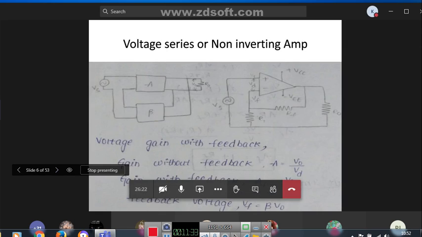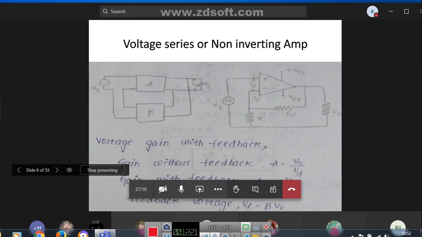So if you see the voltage series feedback amplifier, it is also called a non-inverting amplifier. So we have different types: inverting amplifier and non-inverting amplifier, right? So it is a voltage series or non-inverting amplifier. Here the output voltage is V0, the input voltage is Vs, the difference voltage is Vd, and the feedback voltage is Vf.